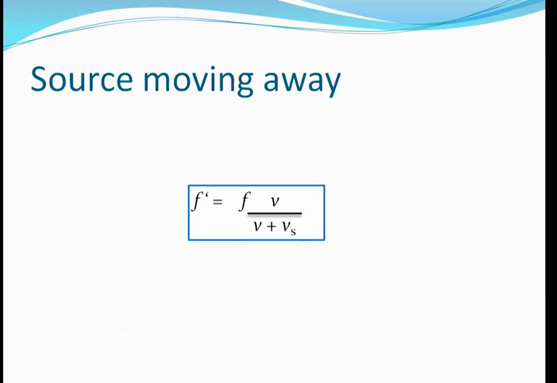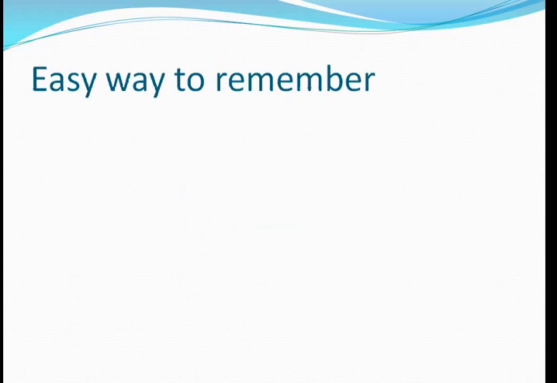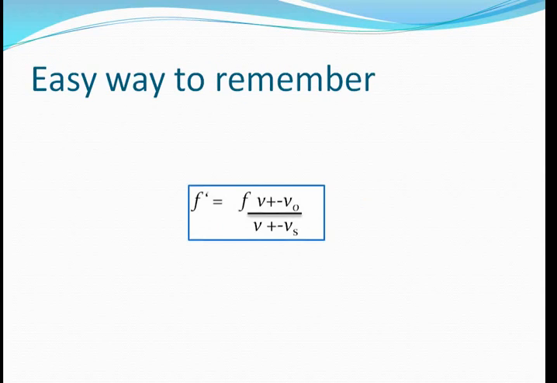How to remember all this? Or do you have to derive it every time? There's an easy way to remember all this. That the apparent frequency detected by the observer is always f into v plus minus vo divided by v plus minus vs, where v is the velocity of sound or the wave received, vo is the velocity of the observer, and vs is the velocity of the source.